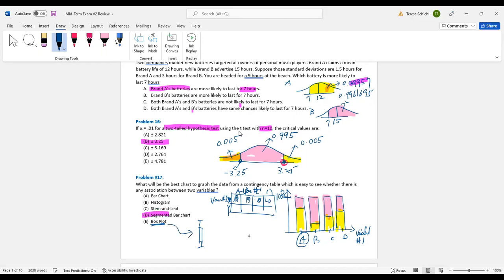The continuous type of data. Bar chart and histogram are the same. They are good for 1 variable, right? And the stem and leaf chart is also for the quantitative type of variable. It's not for the categorical. For the categorical type of data, the good chart for two variables will be the segmented bar chart here. All right, that's it.